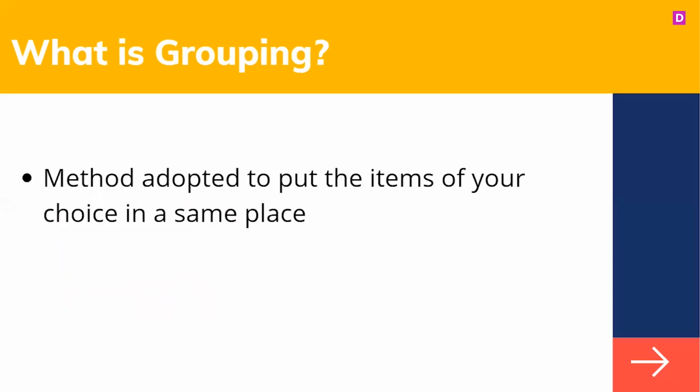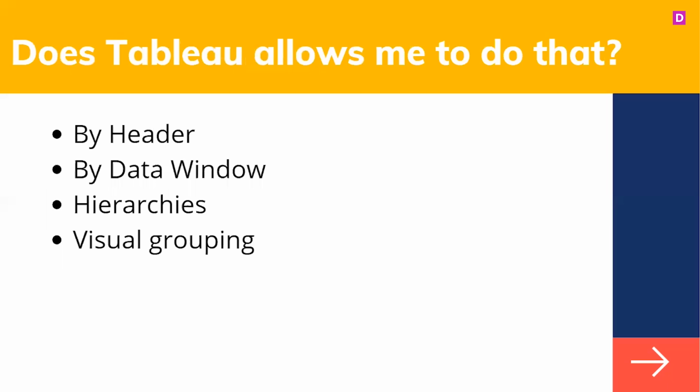So formally, what is grouping? Grouping is nothing but a method to put the items of your choice in the same place. You have selected some items and you want those selected items to be accommodated in the same place. To achieve that, you use the concept called grouping. Now, we need to concentrate on how we can perform the grouping in Tableau.